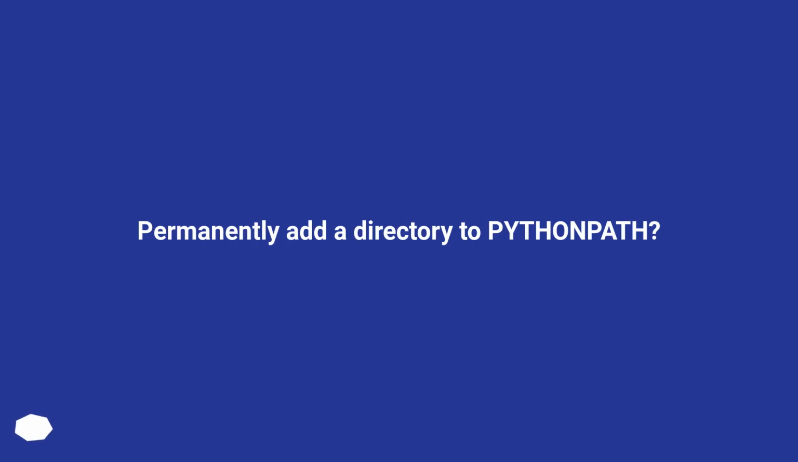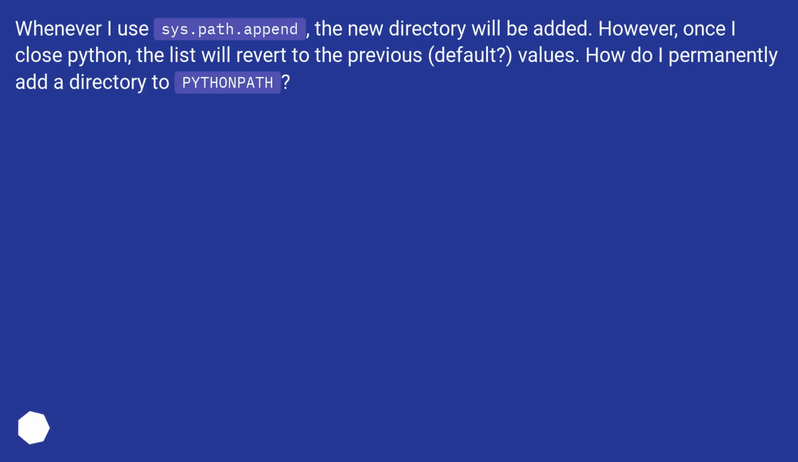How do I permanently add a directory to PythonPath? Whenever I use sys.path.append, the new directory will be added. However, once I close Python, the list will revert to the previous, default values. How do I permanently add a directory to PythonPath?